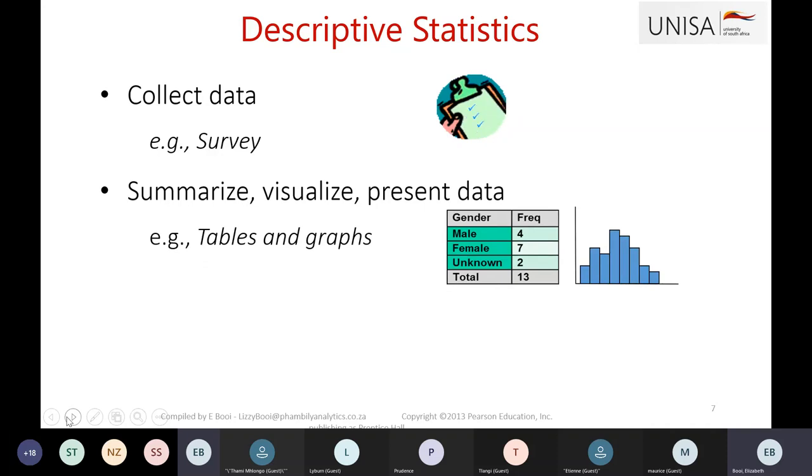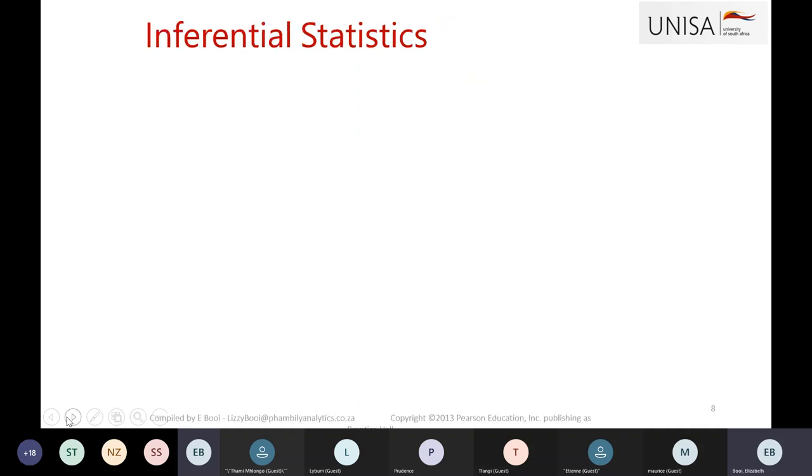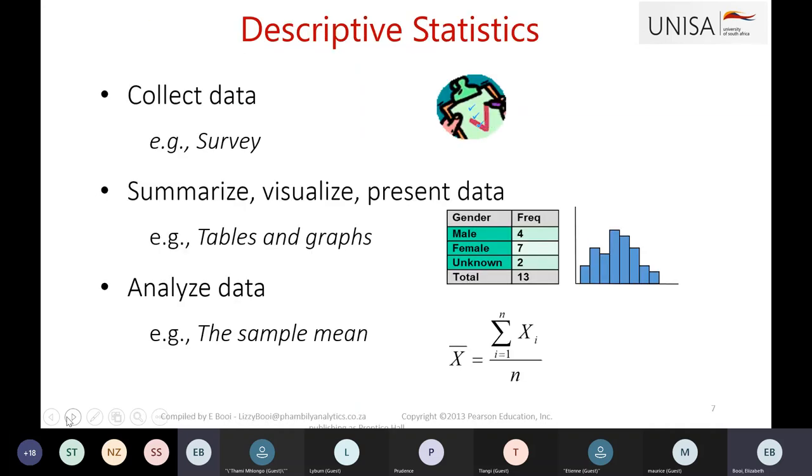And these days we use what we call infographics for nice pictures that tell one story. And we can also analyze it by manipulating the data and calculating things like your mean, your standard deviation, and so forth, and the mode and the median, and so forth and so forth. So with descriptive statistics, we are just describing the data. There is nothing other than describing what the data looks like.